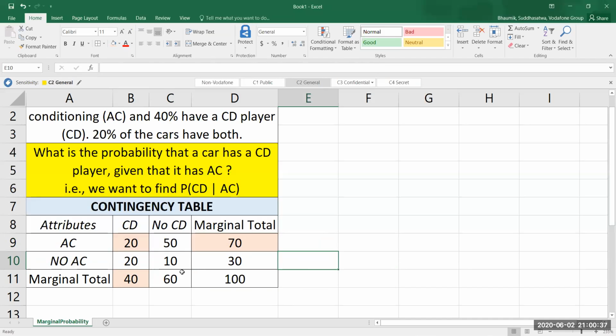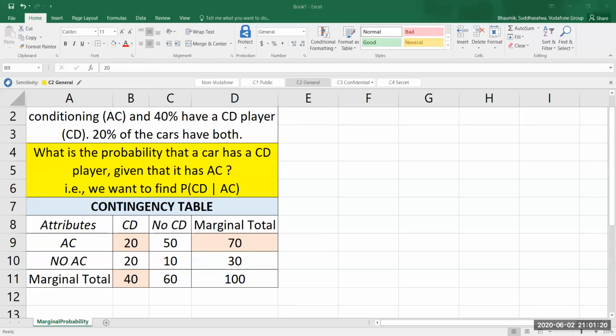Once that is done, I can now try and answer what is the probability that a car has CD provided it has AC. So this is the line I should be interested in, right? I should be interested in this line, but here comes the trick. The trick here is, if I'm using a contingency table, I need to use the marginal total and not the individual total. So what I mean by that is, the probability of a car having CD given it has AC is 20 divided by 70, right? Because the total number of AC is equal to 70 and the CD occurrences is equal to 20, right?